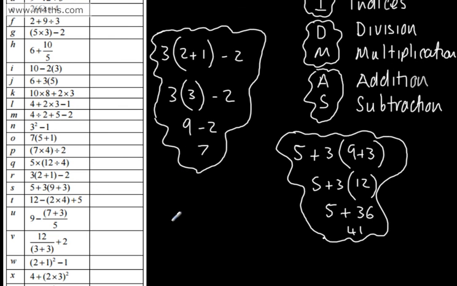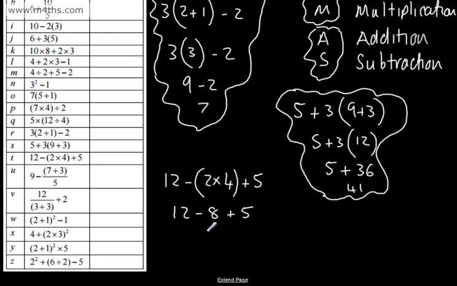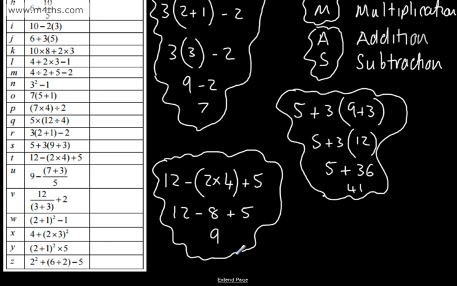Okay, let's do this one. We've got 12 minus the brackets 2 multiplied by 4, and then we've got plus 5. Brackets first. 2 times by 4 is 8, so 12 minus 8, plus the 5. We can do this in any order now, as we've only got subtraction and addition. 12 minus 8 is 4, plus 5. That is going to give me 9. If you want to check these on a calculator, you can go ahead and do so.